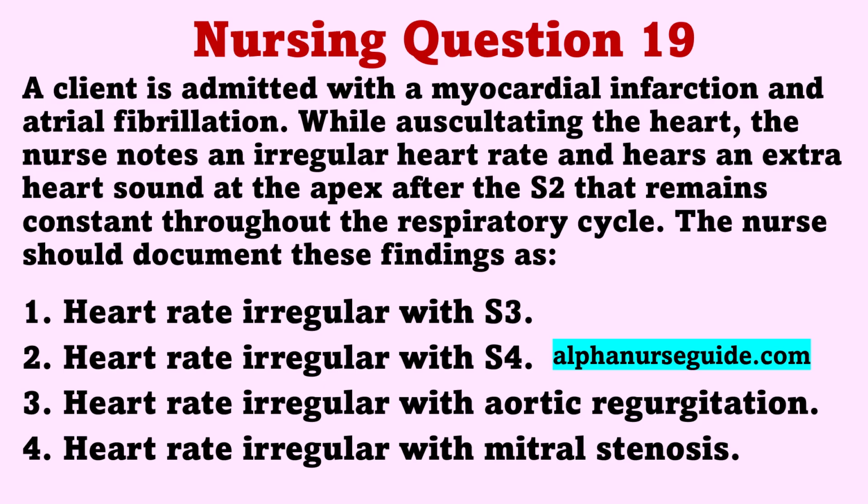The correct answer is 1. Heart rate irregular with S3. An S3 heart sound occurs early in diastole as the mitral and tricuspid valves open and blood rushes into the ventricles. To distinguish an S3 from a physiologic S2 split, a split S2 occurs during inspiration, and S3 remains constant during the respiratory cycle. Its pitch is softer and best heard with the bell at the apex, and it is one of the first clinical findings in left ventricular failure.